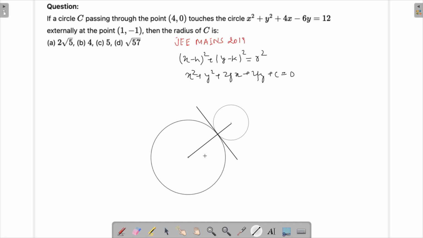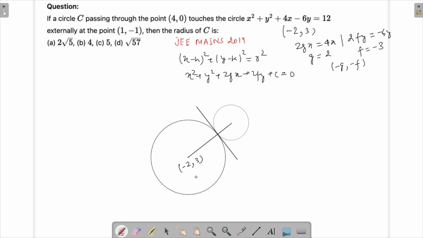This circle, which I'm treating as the bigger circle, has its center at minus 2, 3. How do I figure that out? We look at the equation: 2gx is equal to 4x, and 2fy is equal to minus 6y. So from here we get g equals 2 and f equals minus 3. And we know the center of the circle is minus g, minus f, so this will be minus 2, 3.